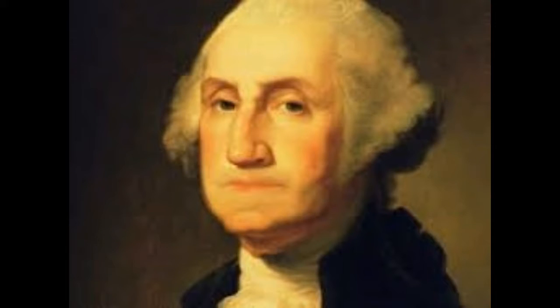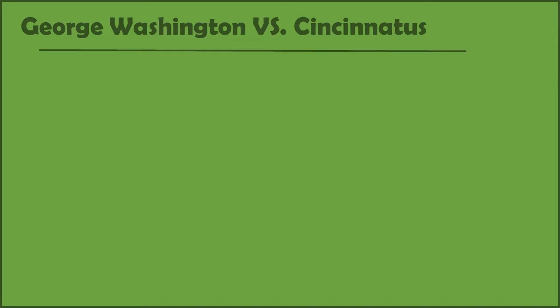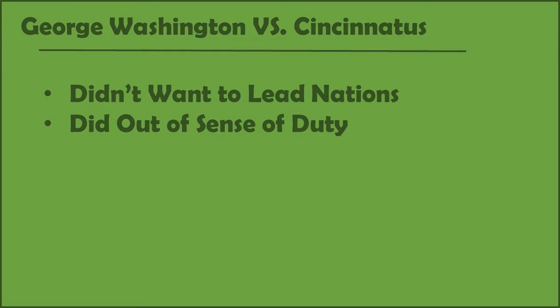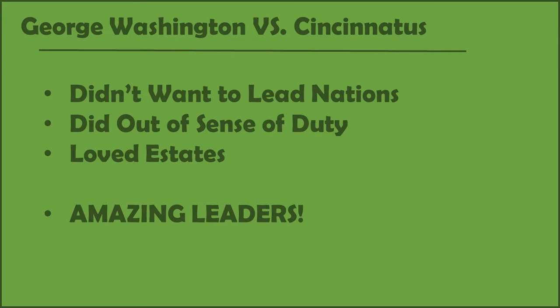Under the Constitution's new form of leadership, the executive branch needed a president and a vice president. On February 4, 1789, members of the Continental Congress cast their ballots on who they wanted to become their first president. George Washington was chosen first, and John Adams, the runner-up, became his VP. Washington can very accurately be called the American Cincinnatus. Both felt that they did not really want to lead their nations, but they both did out of a sense of duty. They both expressed a homey love for their farms and estates, but nonetheless, both were stellar leaders.